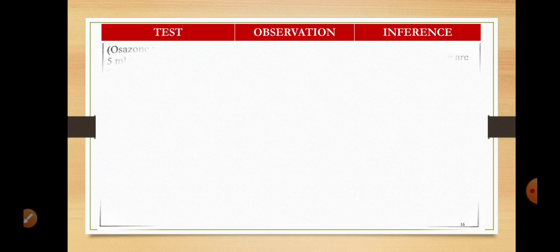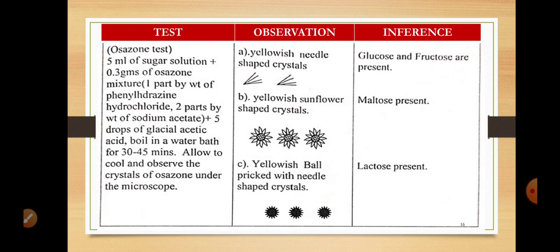So let us see the test procedure, observation and inference. You can see this phenyl hydrazine test is also referred to as an osazone test. Here we are taking 5 ml of the sample solution, that is the sugar solution, plus 0.3 grams of osazone mixture. That is how we have prepared it, given in the bracket: 1 part by weight of phenyl hydrazine hydrochloride and 2 parts by weight of sodium acetate. That makes the osazone mixture.